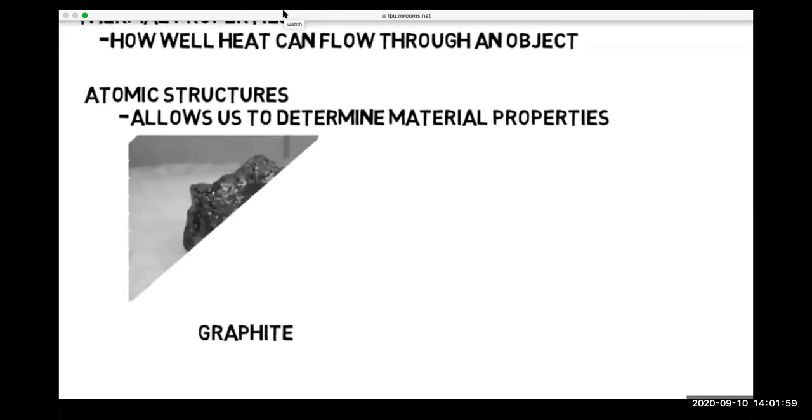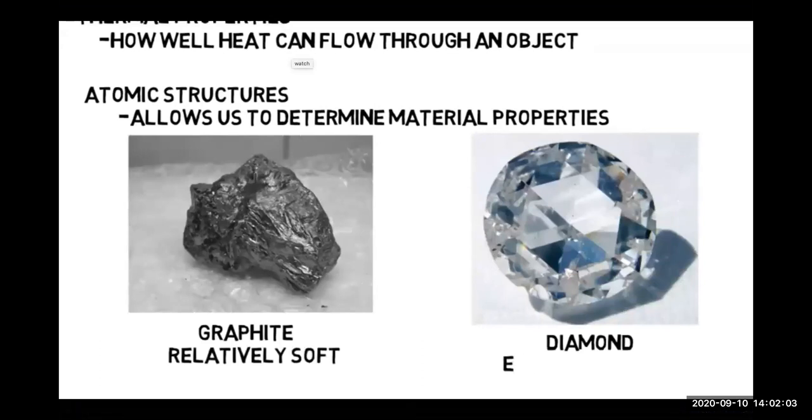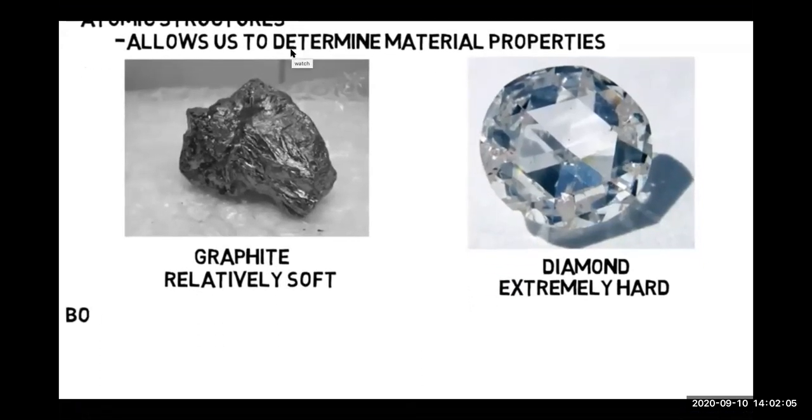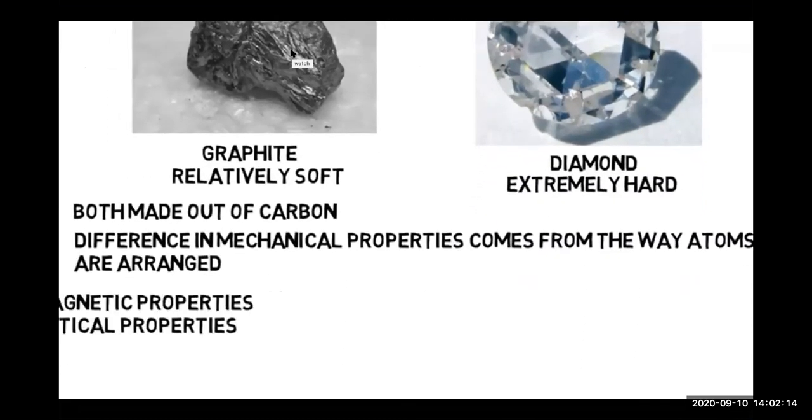For example, take graphite versus diamond. Graphite is relatively soft, while diamond is extremely hard, yet both are made out of carbon. This difference in mechanical properties comes from the way the atoms are arranged in these materials. And there's more properties like magnetic properties and optical properties, but this is the general idea.